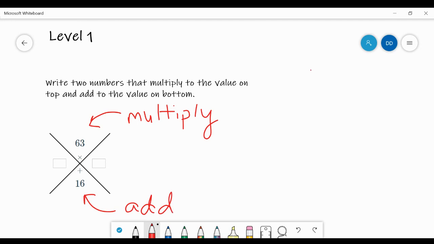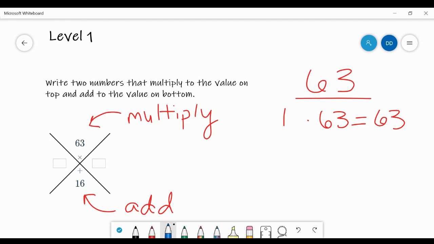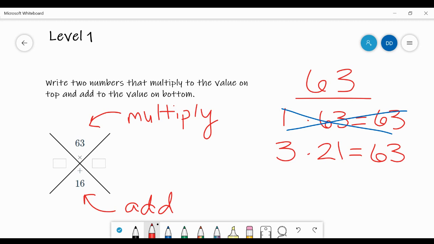So I think the best way to start is start with that 63. Let's think of some number pairs that will multiply to 63. So for example, 1 times 63 is 63. But if we add 1 and 63, that would give us 64. So that's not the combination that we want. Another set is 3 and 21. And you can always use your calculator, just start dividing some numbers if you need to. That's 63, but when you add 3 and 21, you get 24. So that's not the combination that we want.